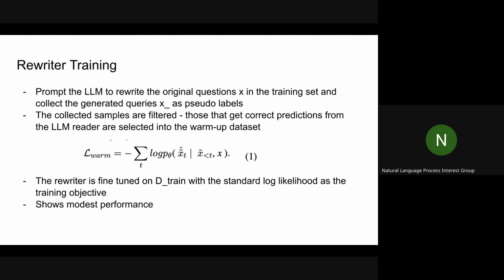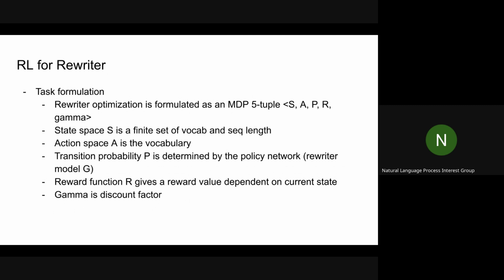So they split up the rewriter training into two phases. The first phase is a warm-up phase, and then the second one is RL, because I think this is a common paradigm. RL, in the way they're doing it, we'll cover in a second, is very unconstrained, right? As you see, they're using PPO. The state space is a finite vocabulary and sequence length. The action space is anything in the vocabulary. And then the transition probability is determined by the policy network, which is this rewriter model. The reward function gives a reward value dependent on the current state, and gamma is a discount factor.